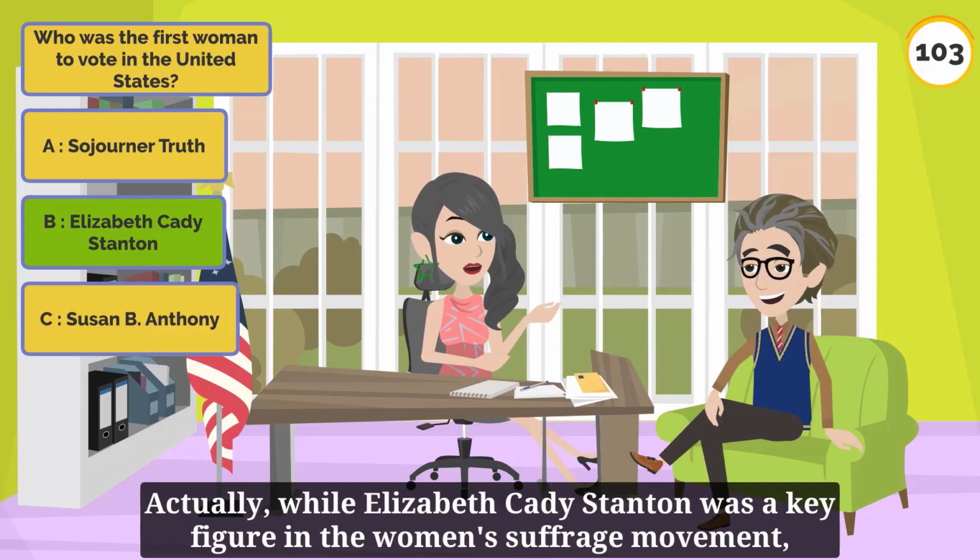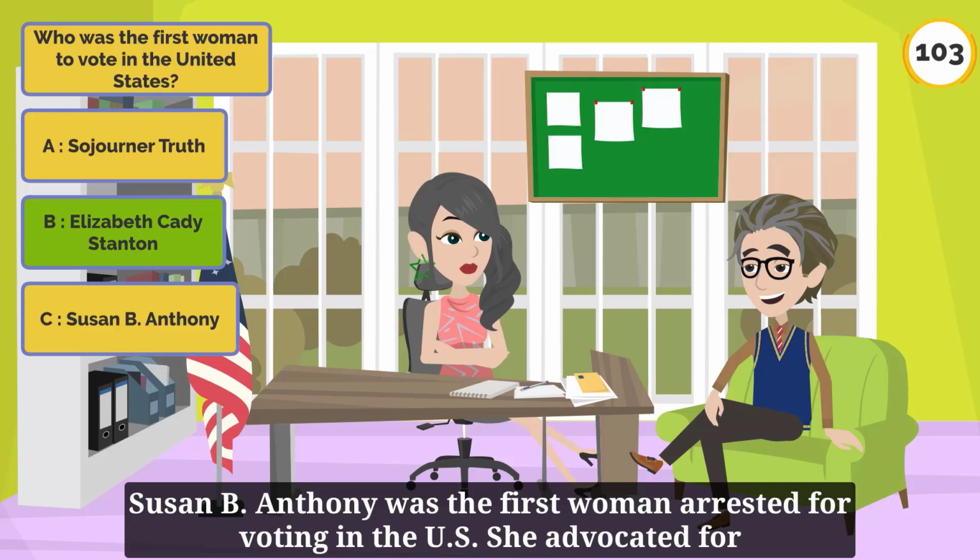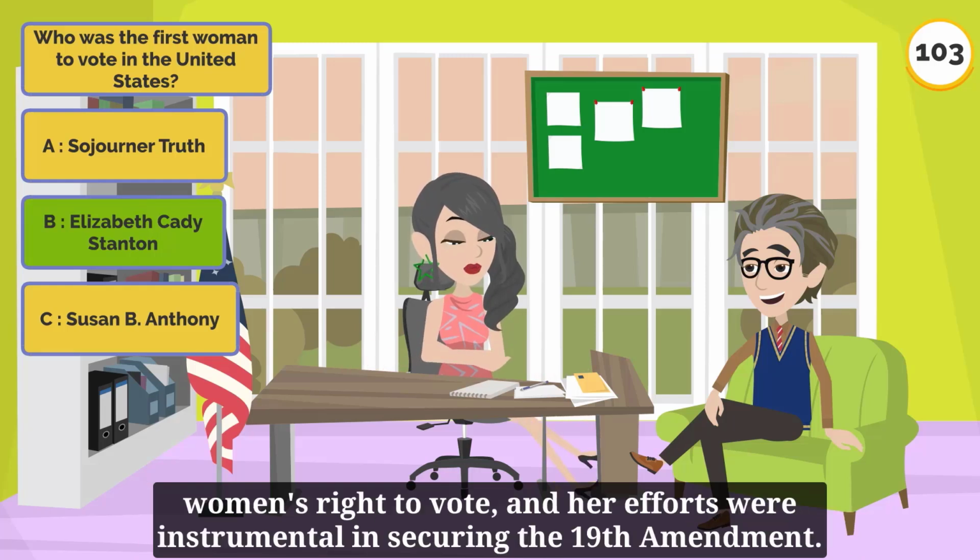Actually, while Elizabeth Cady Stanton was a key figure in the women's suffrage movement, Susan B. Anthony was the first woman arrested for voting in the U.S. She advocated for women's right to vote, and her efforts were instrumental in securing the 19th Amendment.